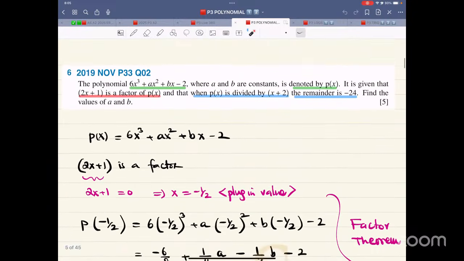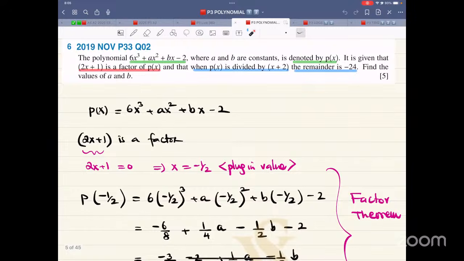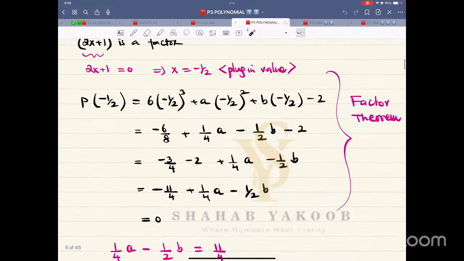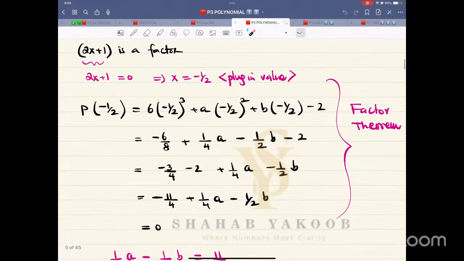A basic question related to this. The polynomial where a and b are constants is denoted by p(x). It is given that 2x plus 1 is a factor of p(x). When p(x) is divided by x plus 2, the remainder is negative 24, and 2x plus 1 is a factor. If 2x plus 1 is a factor, equate it to 0. This is the plug-in value. And of course, it's only applicable for a linear factor. So p of negative half, write it down, expand, simplify, take care of the basic maths, equal it to 0. So that's one equation. This is factor theorem.